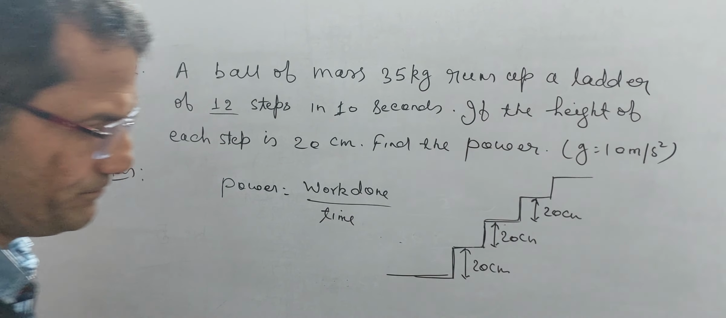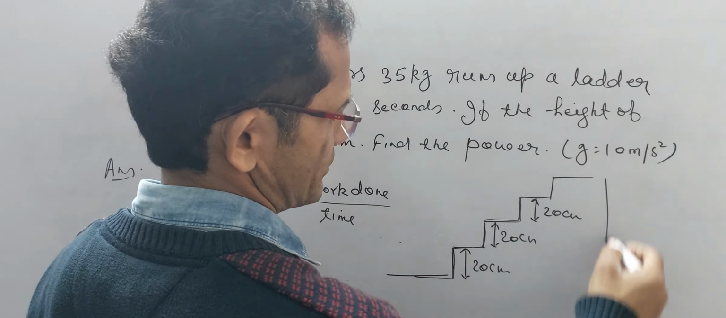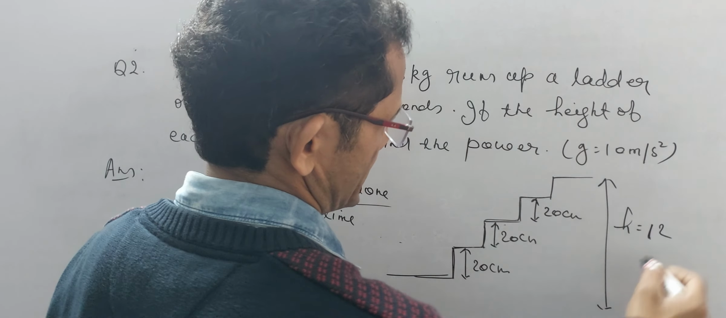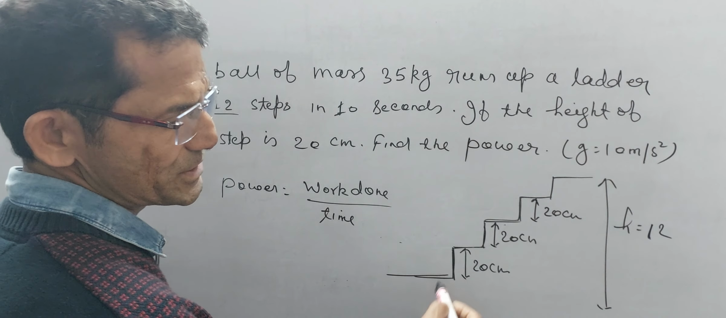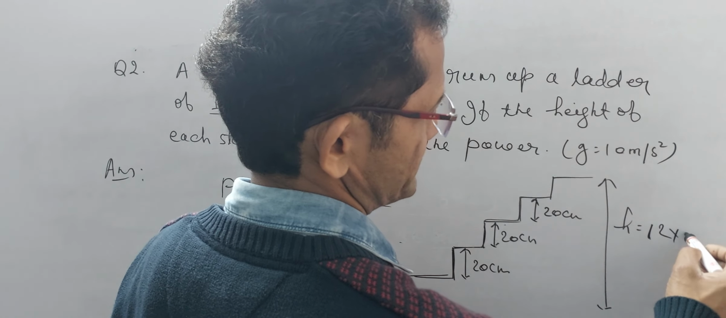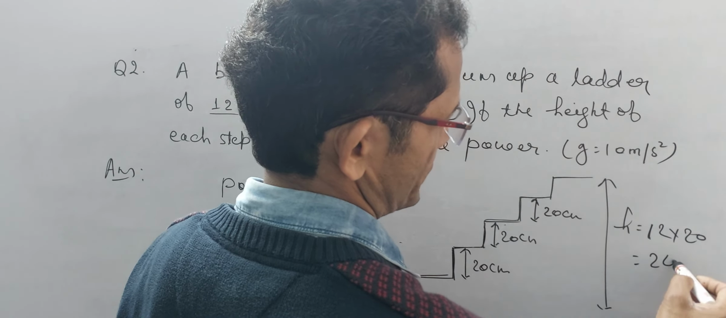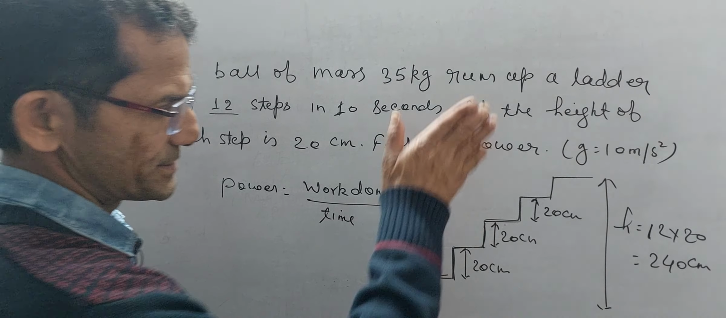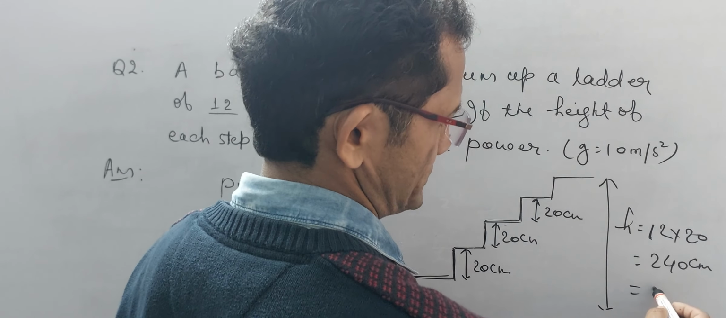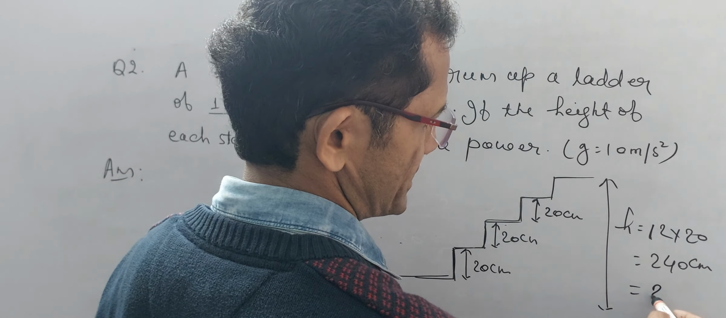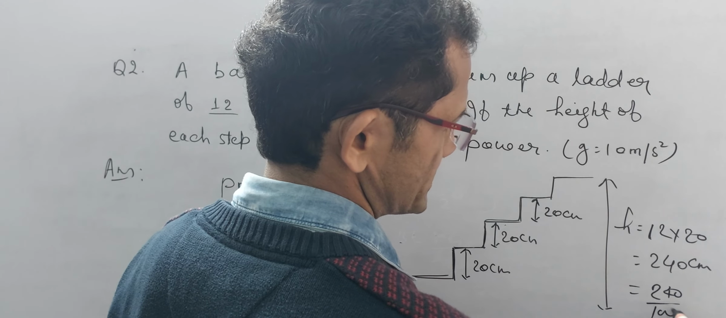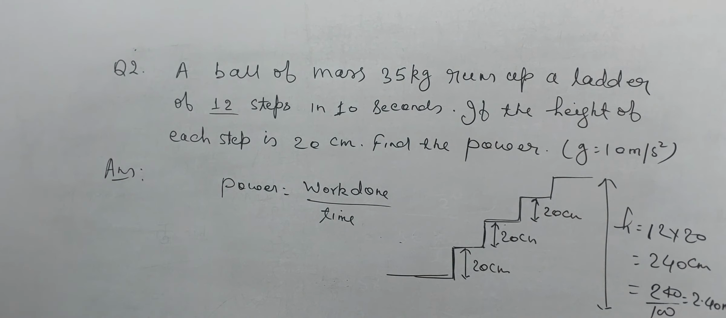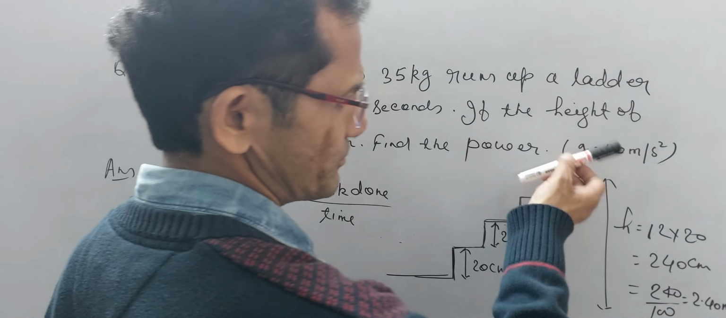up to 12. What is the total height of the ladder? There are 12 steps, and each step has 20 centimeter height. Therefore 12 into 20 comes out 240. 240 centimeter is the height of these steps. If I convert this into meter, we have to divide by 100. Now this becomes 2.40 meter. The total height the ball goes against gravity is 2.4 meter.